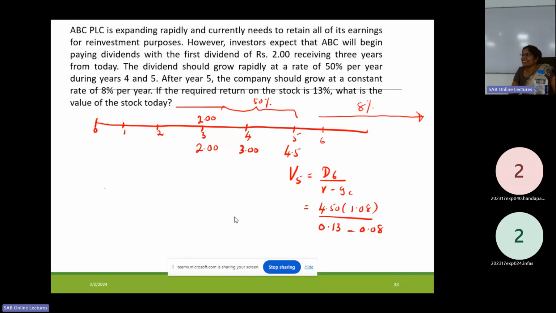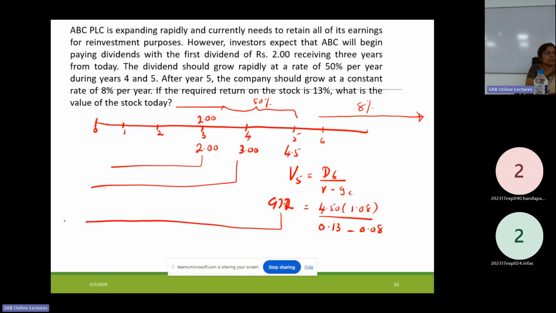What is the answer? Final answer. For here, value is how much? 97.4 is the value here. 97.2 is the value here. So you have to discount each expected dividend and the expected value here to the present. So then you will get the final answer, 57.85. So you can do it later, right, if you have not done it yet.